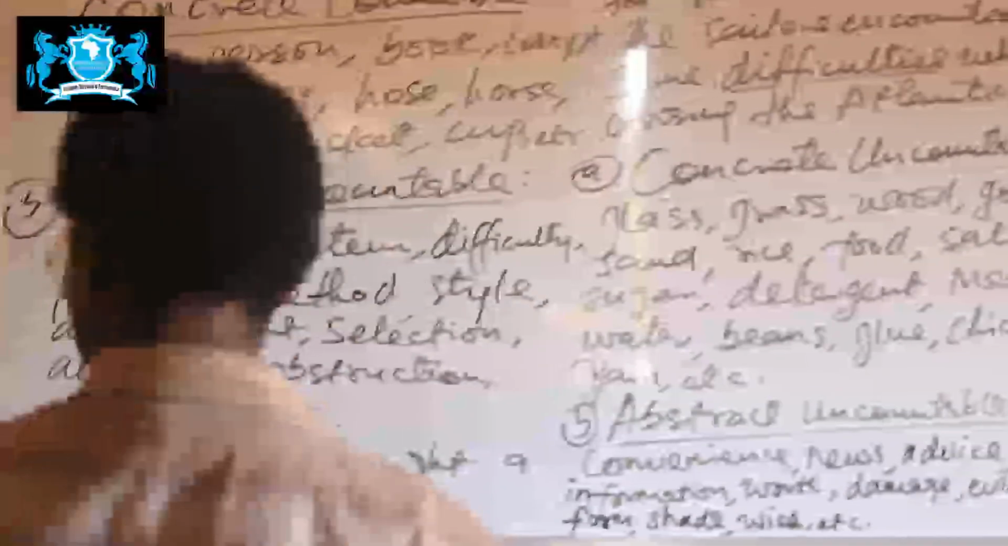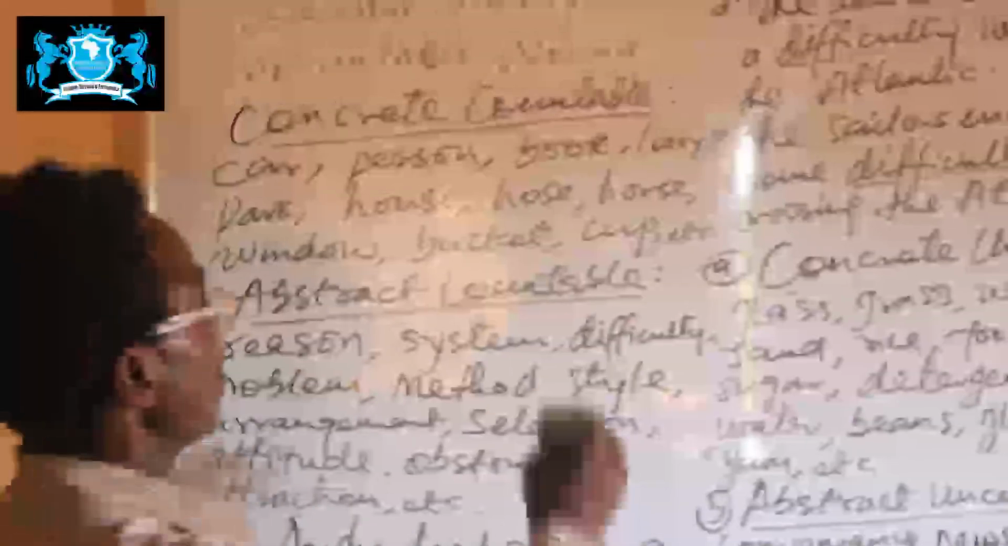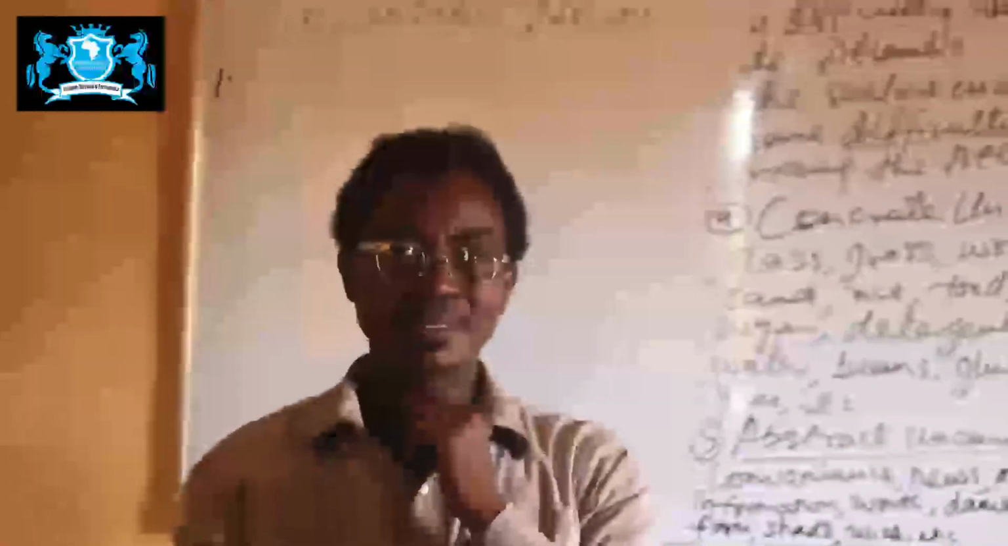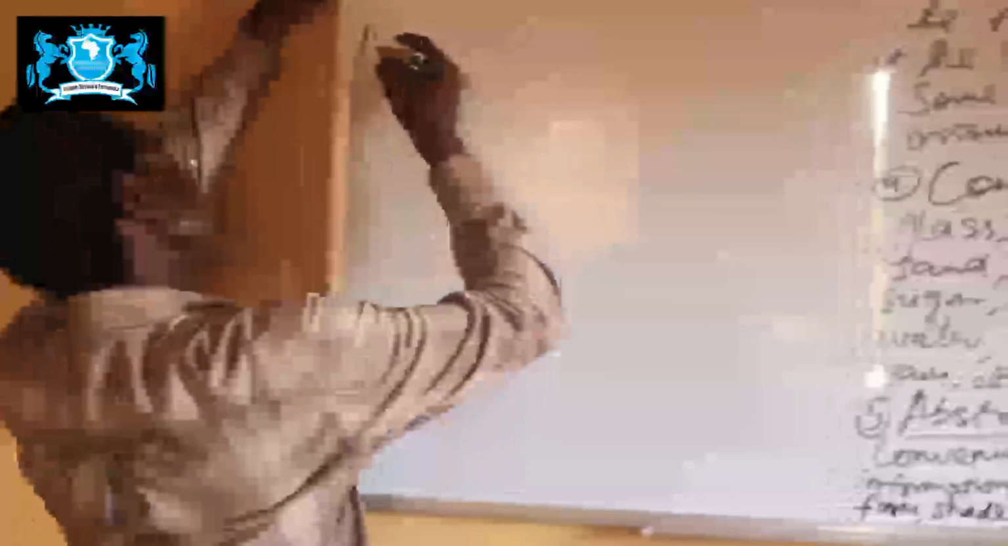So let us continue now that we have seen the general nature of uncountable nouns. If a noun is uncountable, you don't add an S, the plural marker, to it to make it plural because it doesn't have a plural number. So we can make a sentence such as Mr.